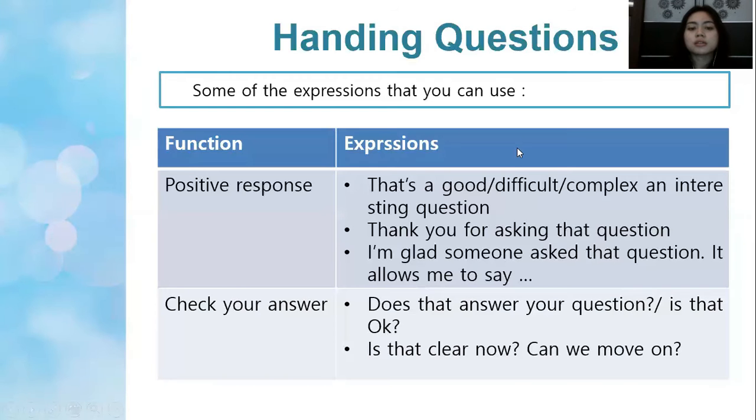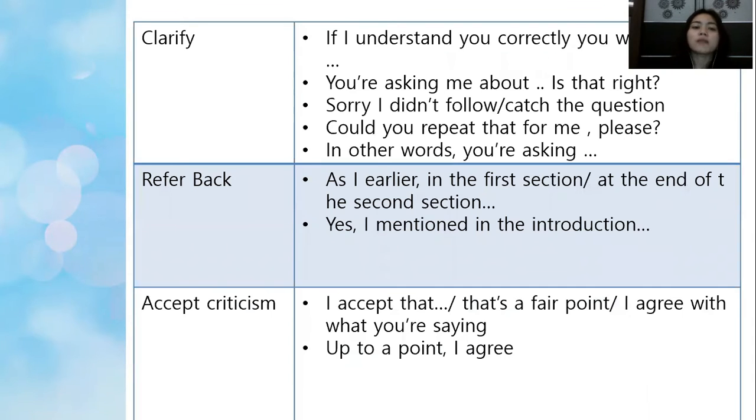And next is check your answer. The expressions that you can say, for example, are: does that answer your question, or is that okay? Is that clear now? Can we move on?